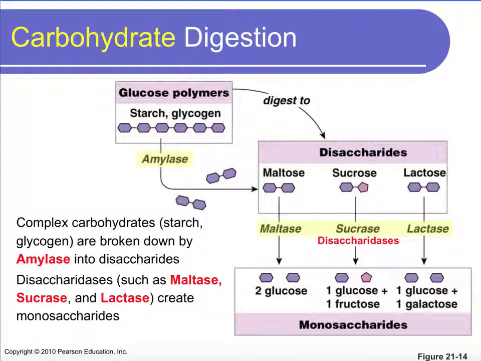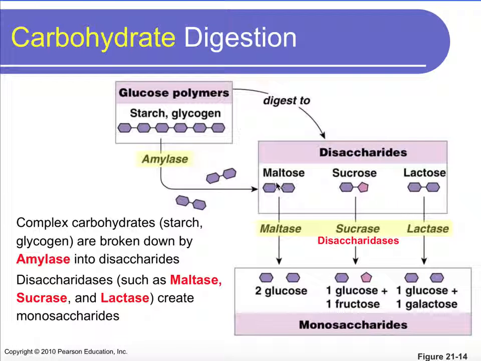We get the breakdown of disaccharides with enzymes called disaccharidases. What I want you to notice is that a lot of the time our enzymes end in the suffix -ase. So we have amylase, disaccharidases, and specifically, to break down maltose, we will use maltase. To break down sucrose, we will use the enzyme sucrase, and to break down lactose, we will use the enzyme lactase. All three of these, maltase, sucrase, and lactase, are disaccharidases.